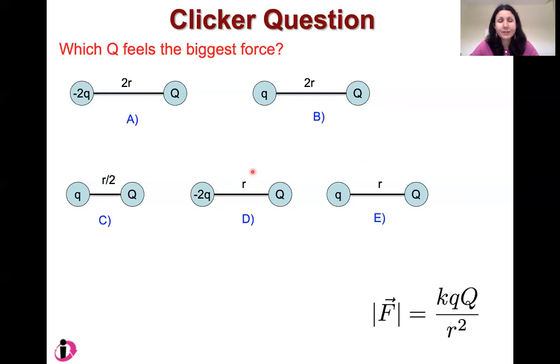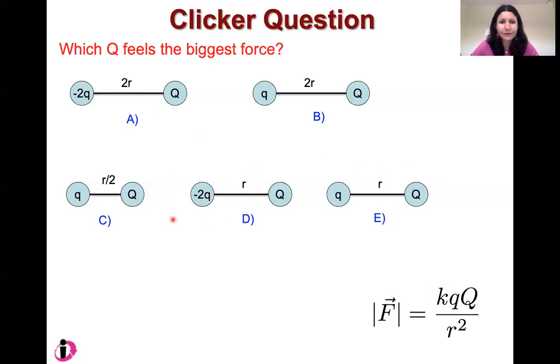So now let's compare these two. Here we have a larger 2Q, so there would be a larger value here in the numerator, which means that D has to be larger than E. So now we're left between C and E.